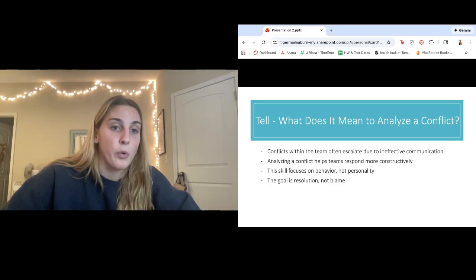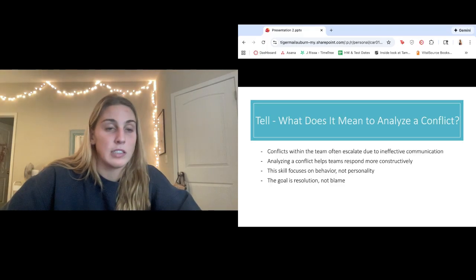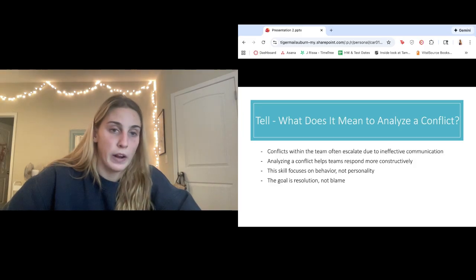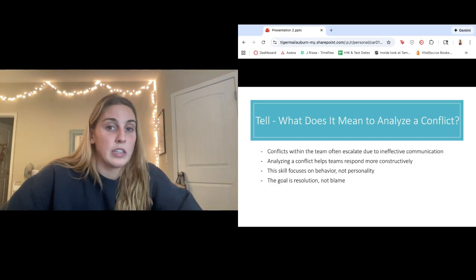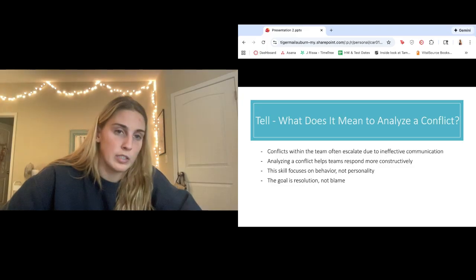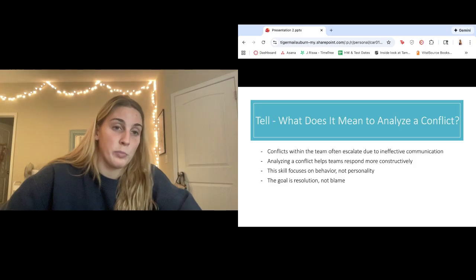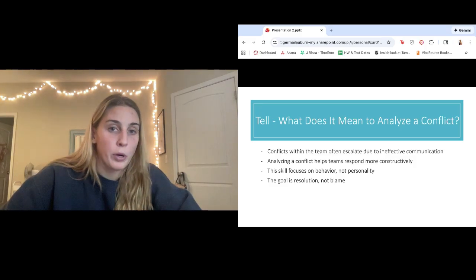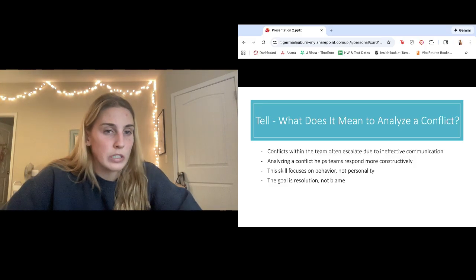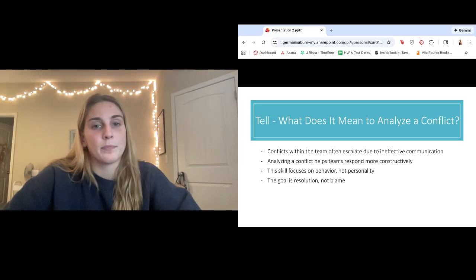We need to remember to focus on the situation and what was said or done, not the person directly. This is why it's so important to focus on the actual behavior and not the person itself, because when we focus on the person, that's where blame gets placed. And we need to remember our main goal here is resolution and always finding a solution.